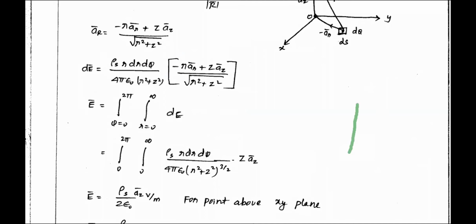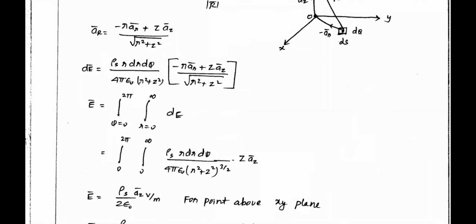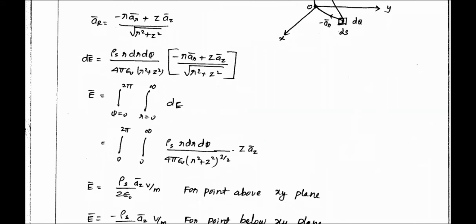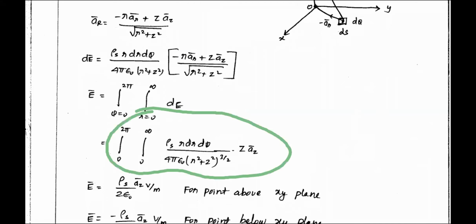Again, you are given a limit, so please try to work it out. You should be very careful: what is variable and what is constant? Rho s is constant, you can take it outside. 4 pi epsilon naught is constant, you can take it outside.